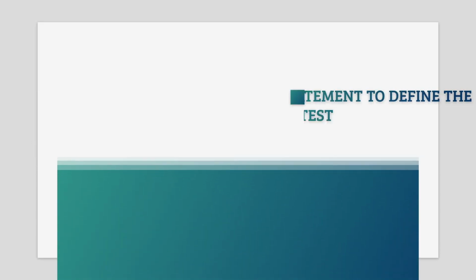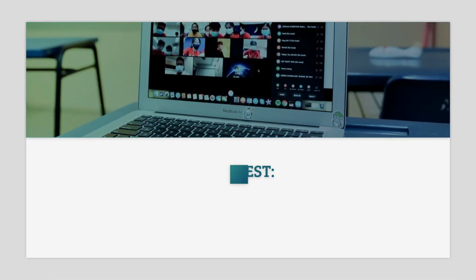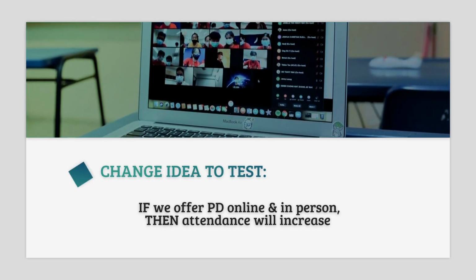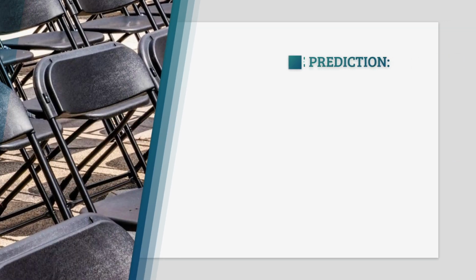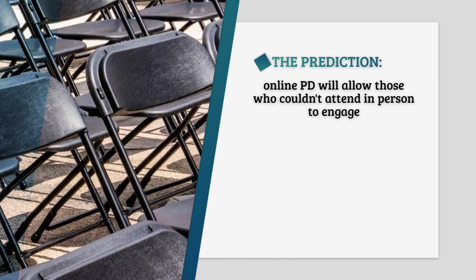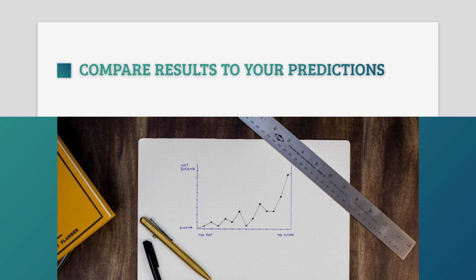Once you have evidence and a goal, use an if-then statement to articulate the change that you think will make things better for your community. In our example, the test of change might be to create multiple ways to participate in PD to suit different needs or learning styles. Once you've chosen the change you want to try out, decide what you hope to learn and make a prediction. You'll compare the results to your predictions to reveal gaps in understanding and help refine your idea.